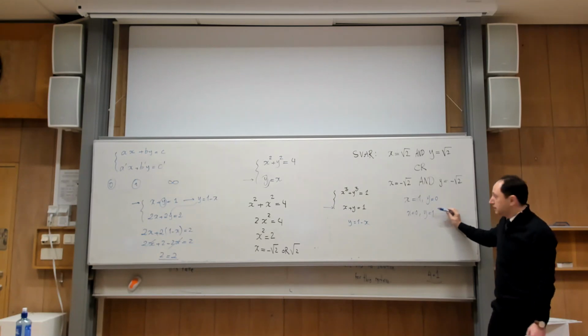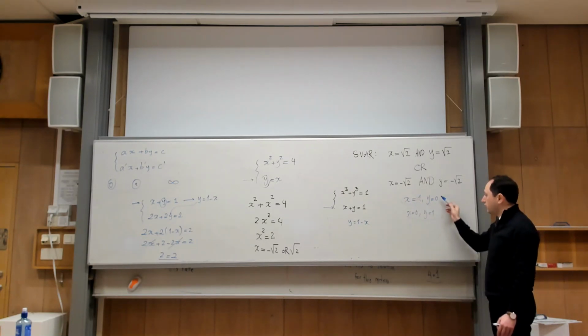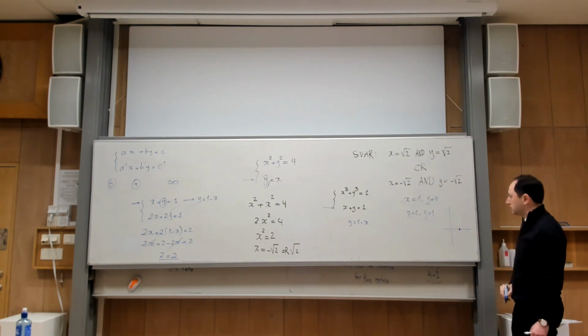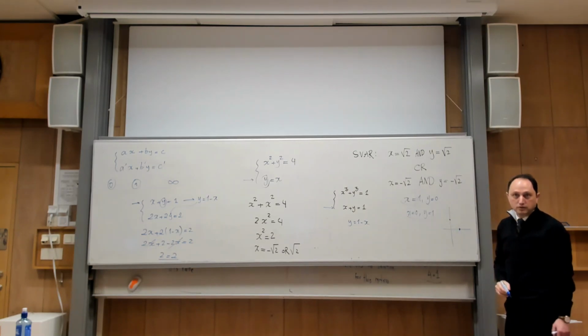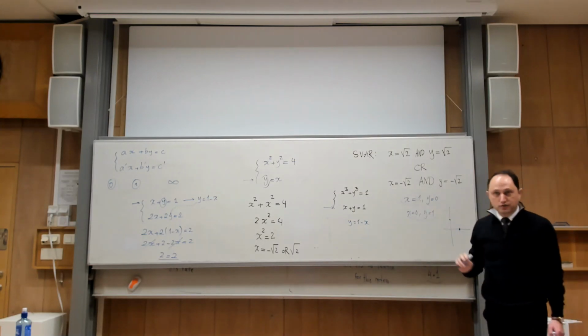Both of them. Be careful. This is one solution. This is another solution. Why are they considered two different solutions? Because this is x equals 1, y equals 0. This is this point. This is x equals 0, y equals 1. This is another point. So don't consider them as one solution. There are two solutions for the time being.